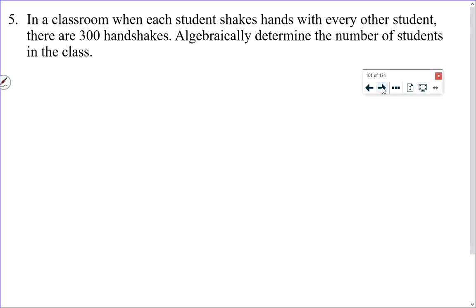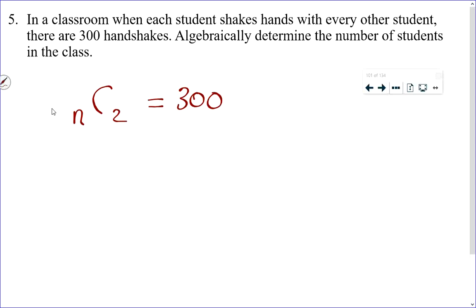In a classroom, each student shakes hands with every other student, and there are 300 handshakes. How many students are in the class? And this is algebraically determining it. Well, this means that n choose 2 happens to be equal to 300. I misspoke and miswrote there. We have an unknown number of students in the class, and when you pair them off in pairs, that's what a handshake is, right? Every handshake is a pair of students. We get 300.